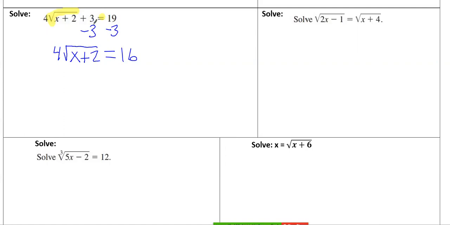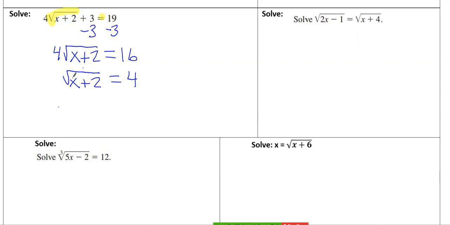And I know fractions freak you all out. But anyways, divide both sides by 4. And now I get this awesome radical by itself. It reminds me of when we were solving absolute value equations and you'd want to get the absolute value by itself. Very much the same kind of thing.